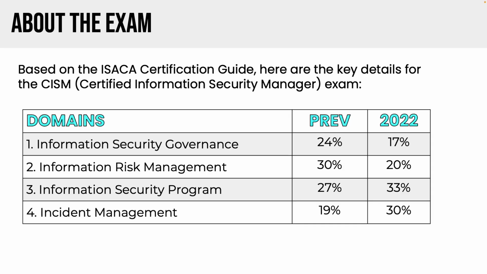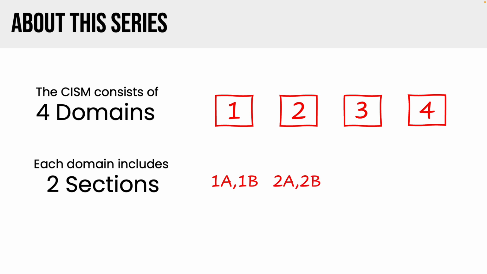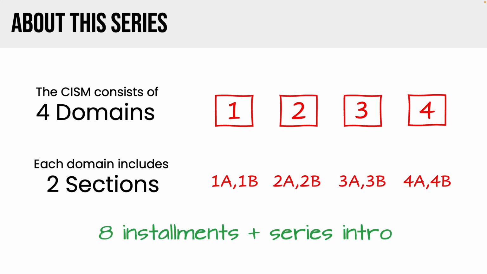So Domain 3 focuses on the information security program, and by volume it's roughly 1/3 of the content you can expect to see on the exam, so it's quite large in that respect. We have 4 domains, and like the others, Domain 3 is divided into a Part A and a Part B. We'll be focused on Part A here today.